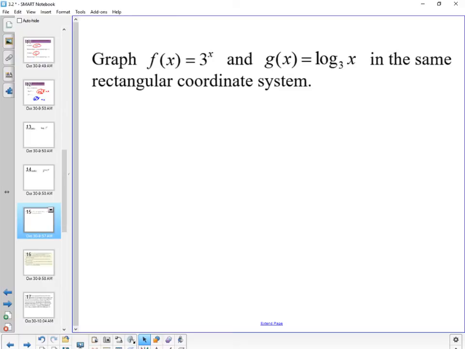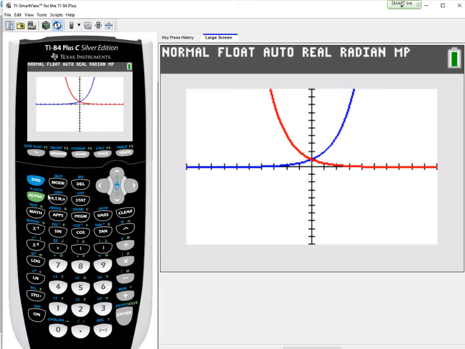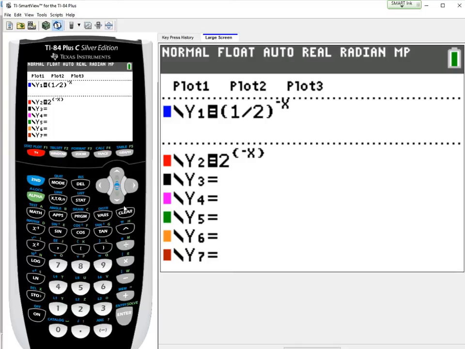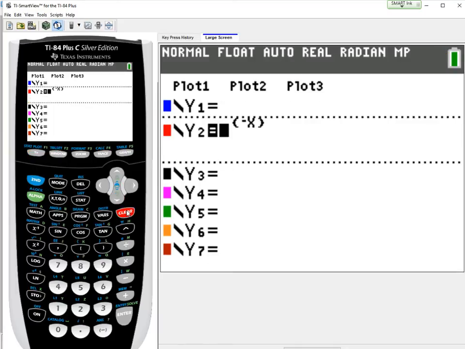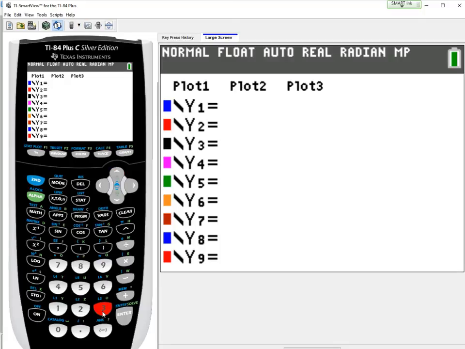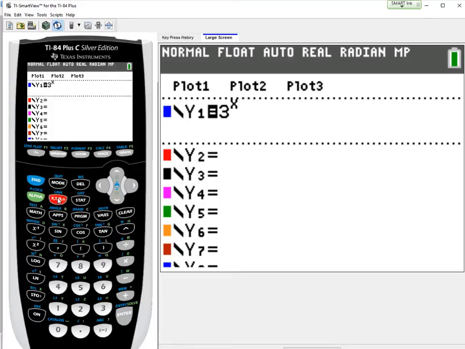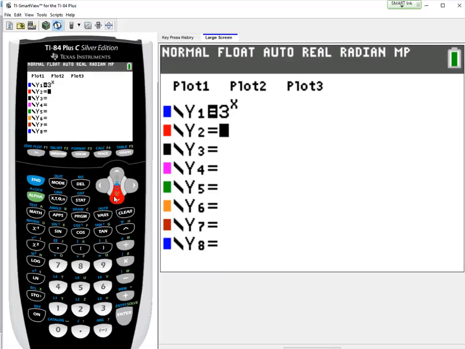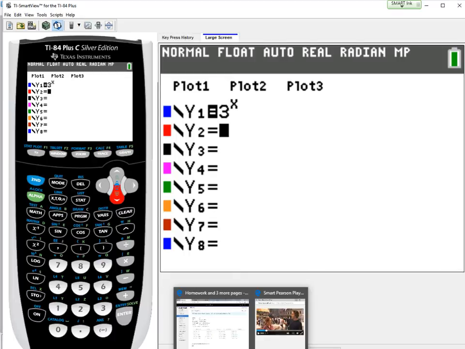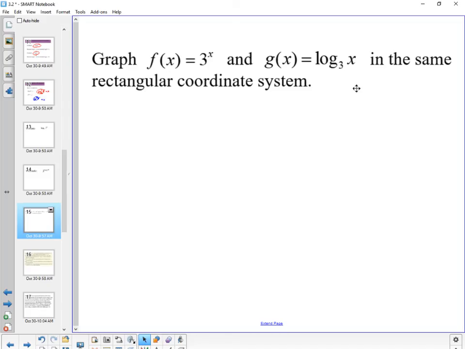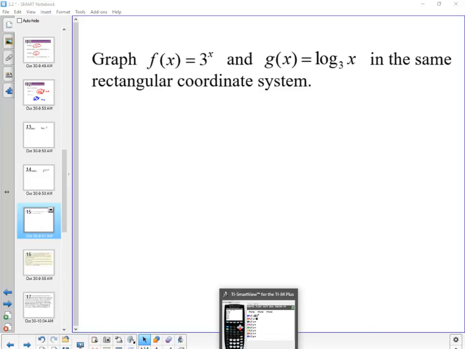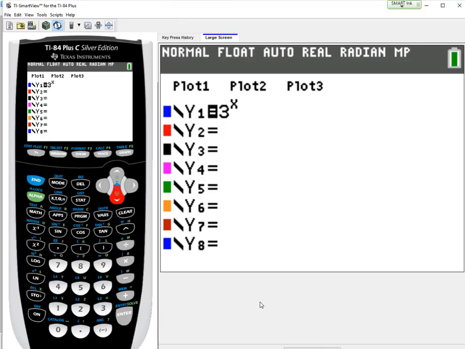All right, so first we're going to do 3 to the x. Top one, 3 caret x. My caret is right here, right above the division. So there's 3 to the x. The other one is log base 3 of x. There's a log button right here, but we'll talk about that one in a little bit.